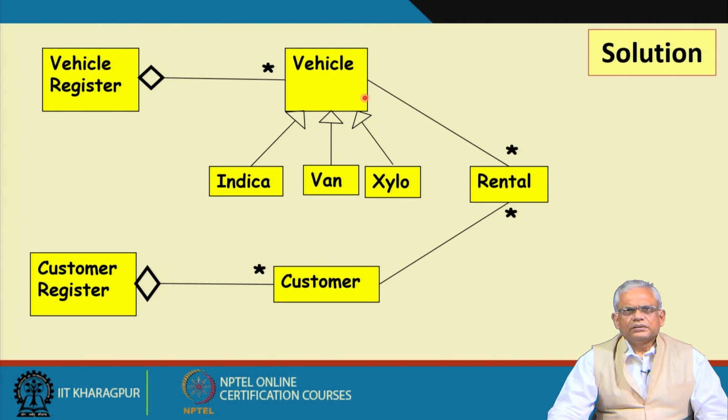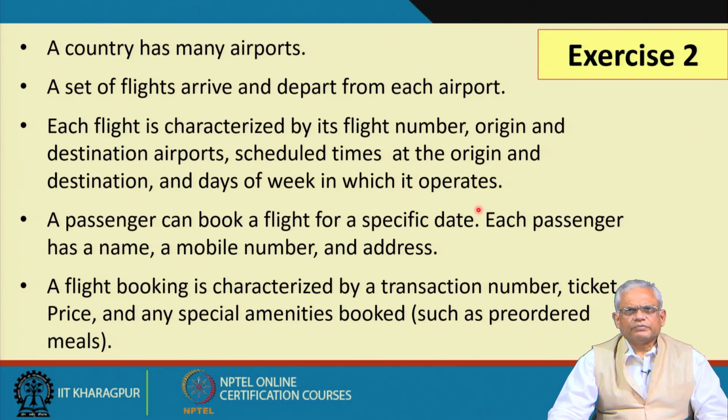And a vehicle may be associated with many rentals. We can also represent this as the association class here between the customer and the vehicle. We can just use association class rental, but both of these are equivalent. So, this is the solution. Please practice more problems. We will just look at another problem, because here practice is a very important thing.